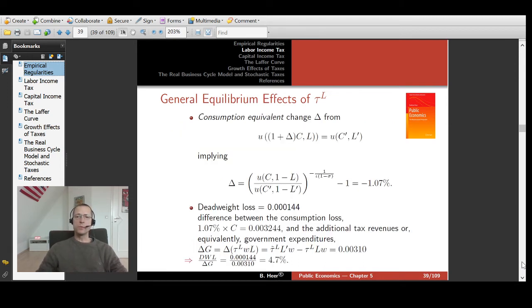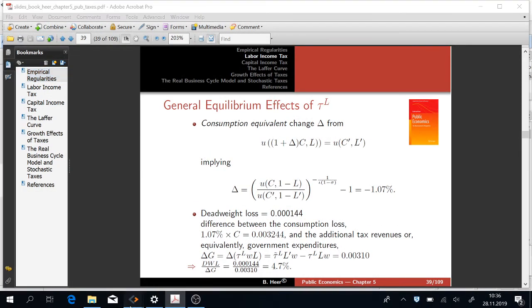With the help of these new values, we can compute the consumption equivalent change delta, which is minus 1.07%. This means that when we move to a labor income tax rate of 24%, the utility loss is equivalent to a loss of consumption equal to 1.07%. And we can compute the deadweight loss, which is the difference between the consumption loss and the additional tax revenue, related to the additional tax revenue, and we get that the deadweight loss is 4.7% of additional tax revenue. This will be computed in the next step of our Gauss program here.